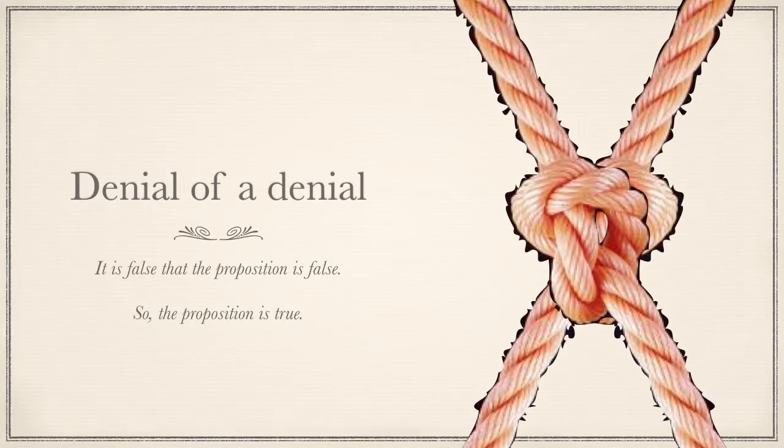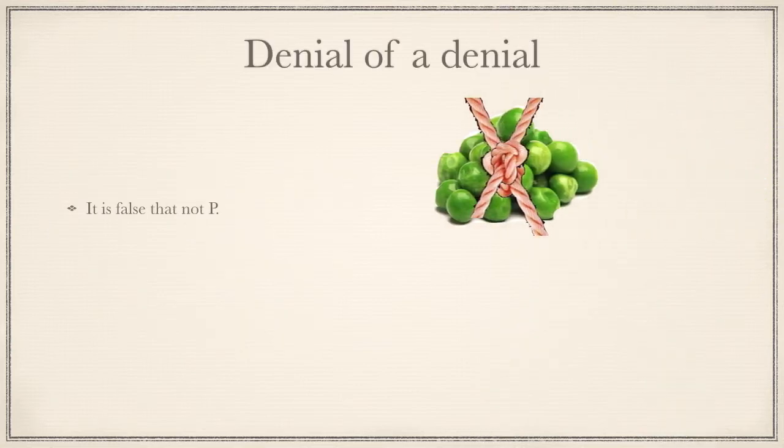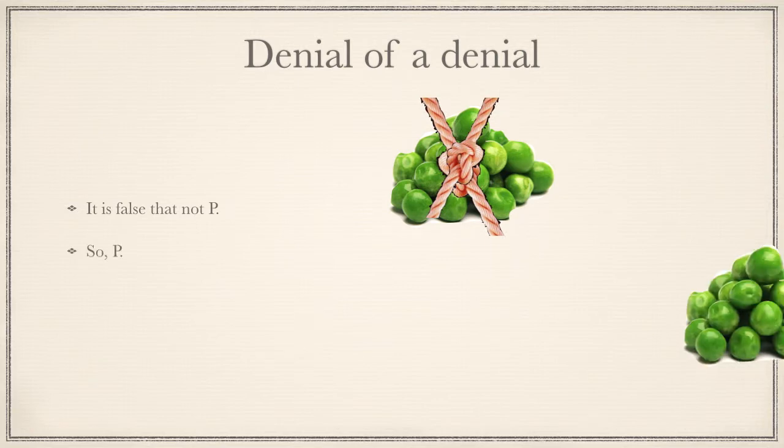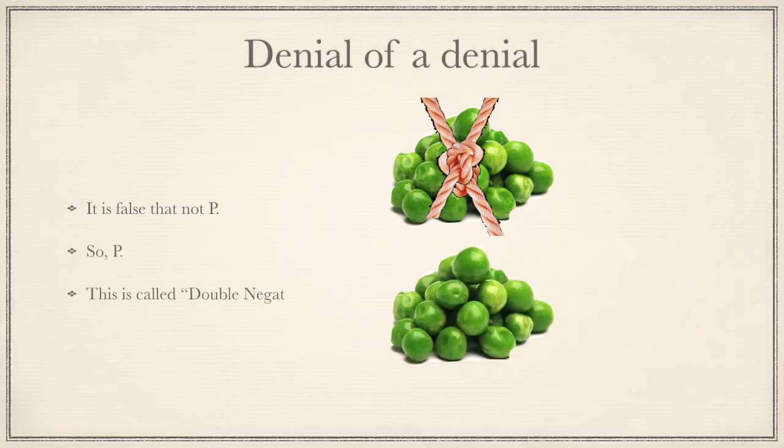The first one is simple enough. We saw it in the last video. The denial of a denial is simply the assertion. Its form is also simple enough. When a denial is itself denied, we have the assertion. As mentioned before, this is called double negation.